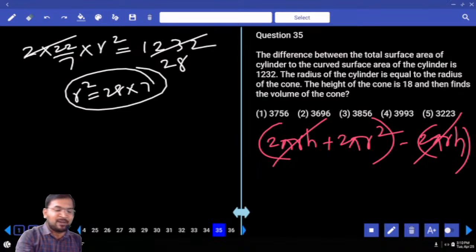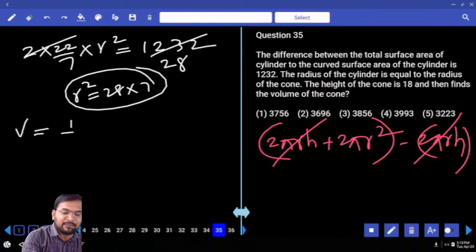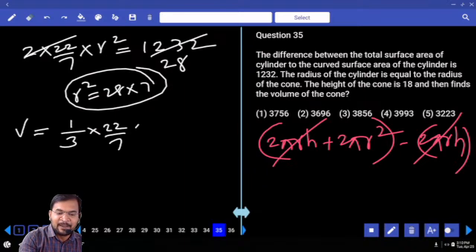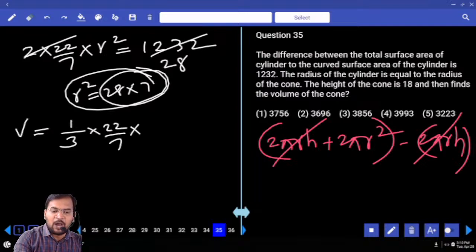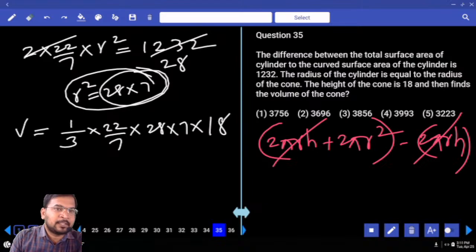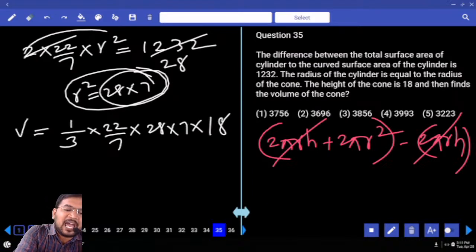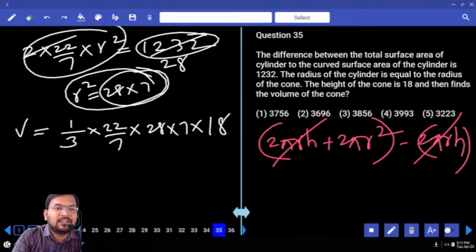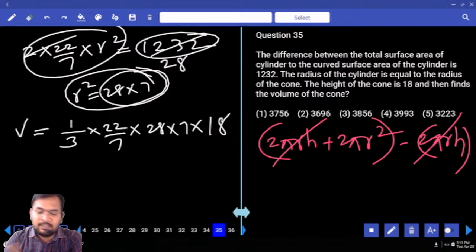Now we need volume of the cone. Volume of the cone is 1/3 pi r square h. R square we know. How much? 28 into 7. Next H. H is nothing but 18. Are you clear? Otherwise, 2 pi r square is nothing but 1232, so 1 pi r square is nothing but 616. You can also take it directly like that. Are you clear? Next.